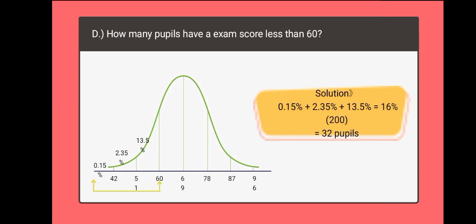Fourth example, how many pupils have an exam score less than 60? We are searching for how many pupils have an exam score less than 60. So from 60 to the left, just like the others, just add the corresponding percentages starting from 60 to the left. It will be 0.15% plus 2.35% plus 13.5%, which is equal to 16%. Then multiply it by the number of students, which is 200. 16% times 200 is equal to 32 pupils.